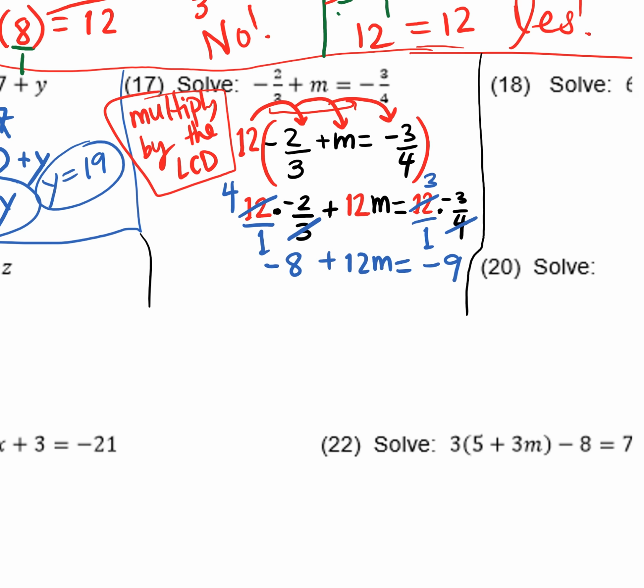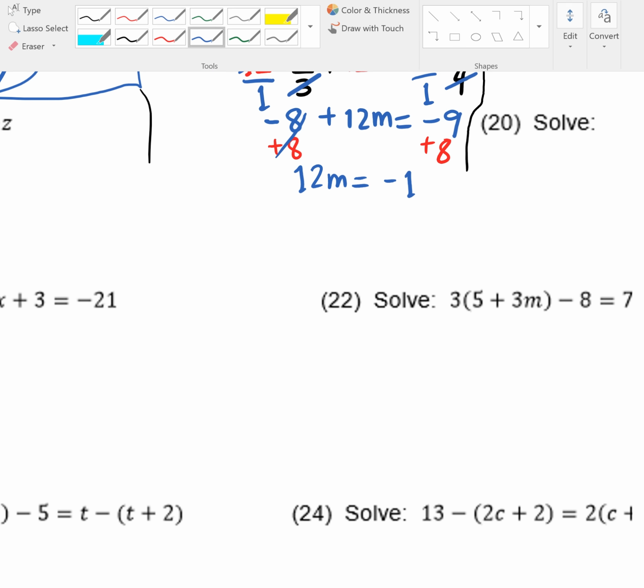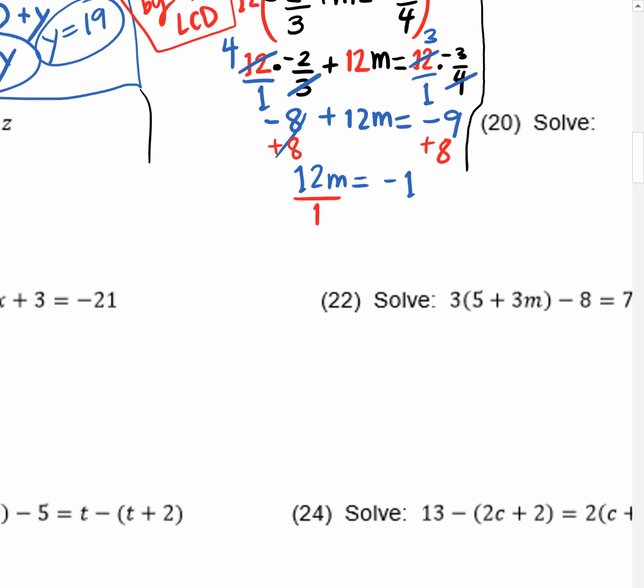Alright, now this looks like a lot nicer equation to solve. If I want to solve for m, I'm going to move the 8 over first. If I add the 8, what's left is just 12m equals negative 1, since negative 9 and 8 makes negative 1. And the last step would be to divide by 12 to isolate m entirely. So m must be negative 1 over 12. That doesn't reduce. That's as good as it gets.